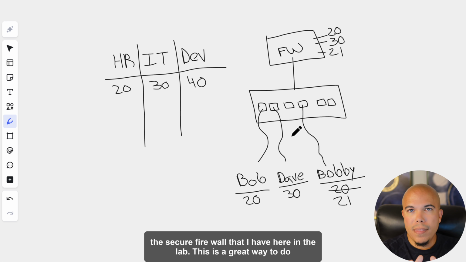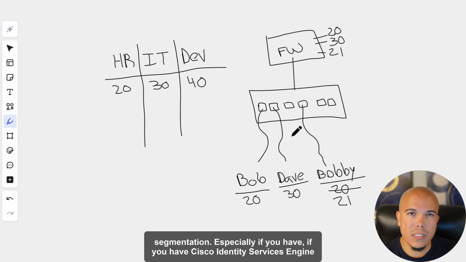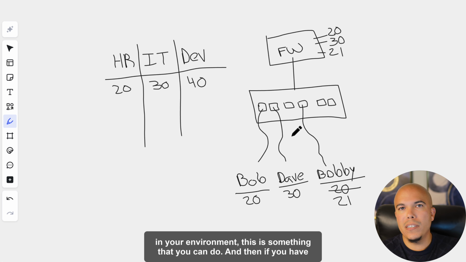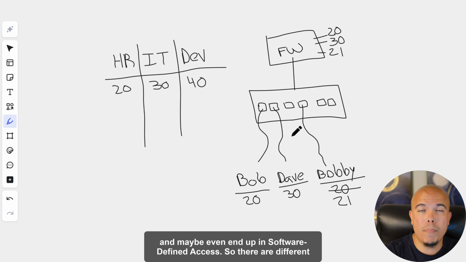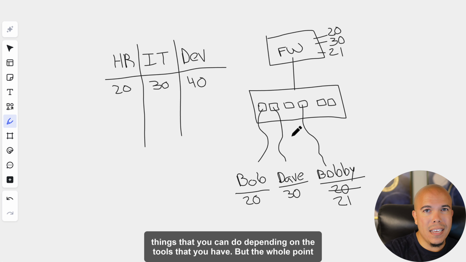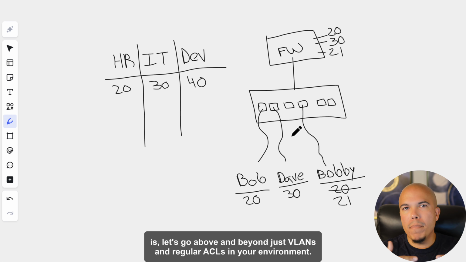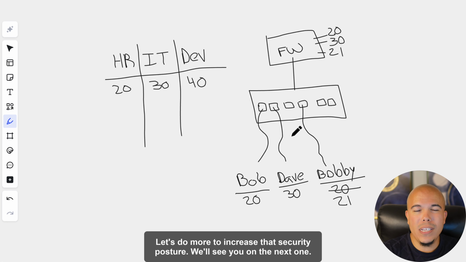This is a great way to do segmentation, especially if you have Cisco Identity Services Engine in your environment. This is something that you can do. And then if you have Catalyst Center on top of that, you can continue in your segmentation journey and maybe even end up in software-defined access. So there are different things that you can do depending on the tools that you have. But the whole point is, let's go above and beyond just VLANs and regular ACLs in your environment. And let's do more to increase that security posture.